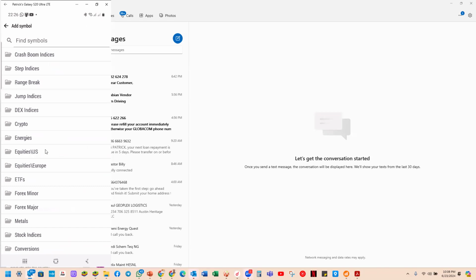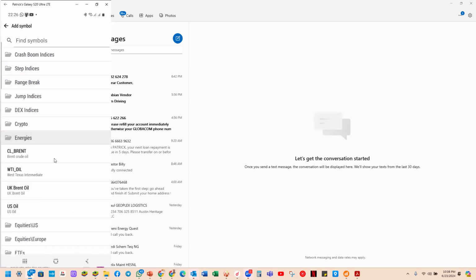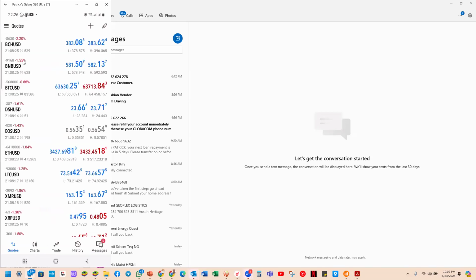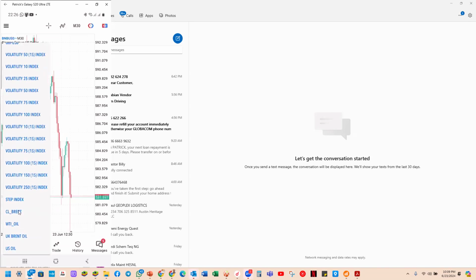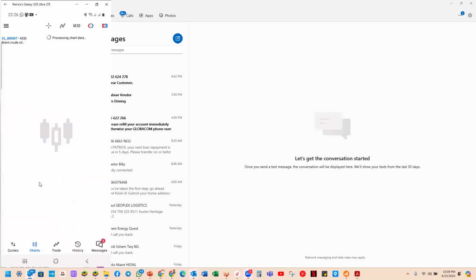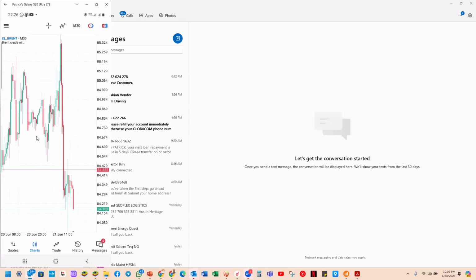And I select any, maybe I want to add energy. I want to add anything. So let's say I want to add step indices. You click on step, it's added. You click on energies. You click on crude. Click on this, click on this. All these that I had, they are now back to instruments that I can pick from and I will trade. I can come here, pick this. So you can see all those crude and everything I just added. And so if I click on Brent now, the chart will change to that of Brent.